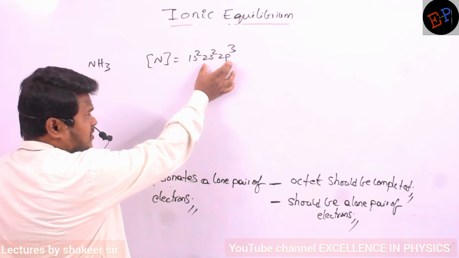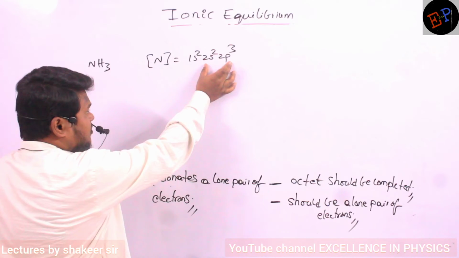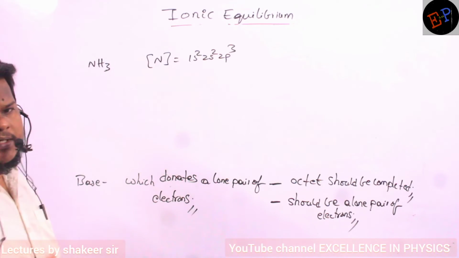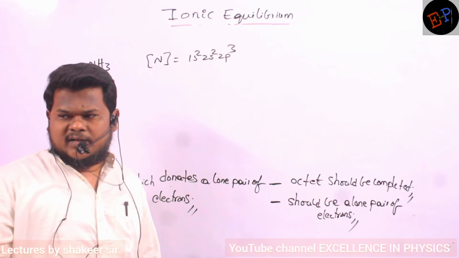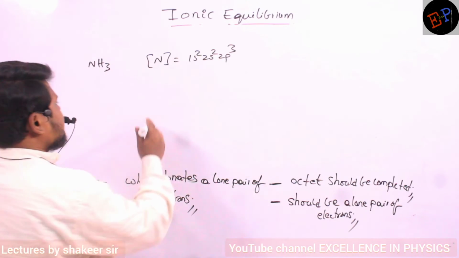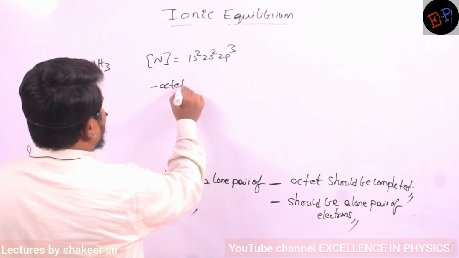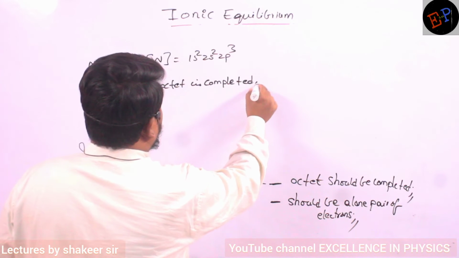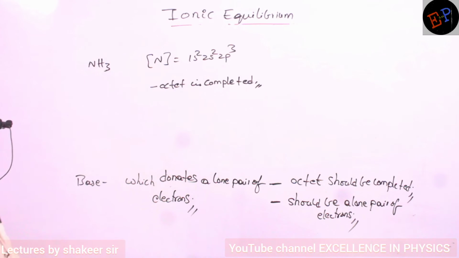So there are 5 electrons in the outermost shell. And what about this 3? 3 electrons are additionally given by hydrogen. They are shared between hydrogen and nitrogen. So definitely you can say octet is completed, no? Octet is completed. Are you able to understand? Is octet complete here?